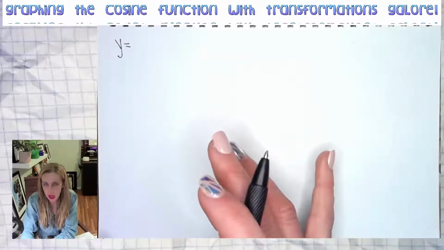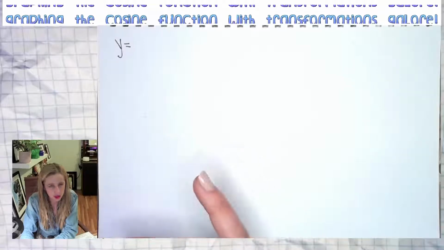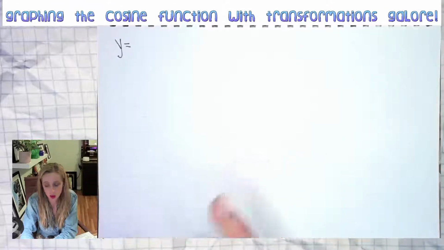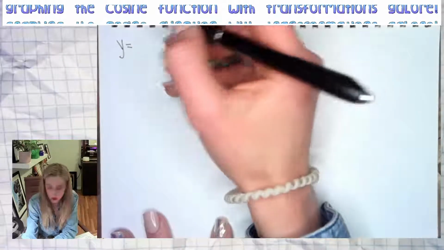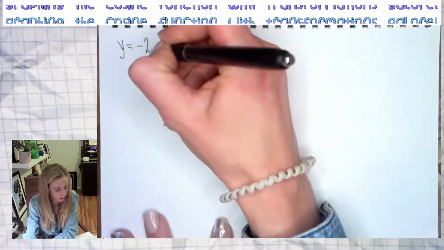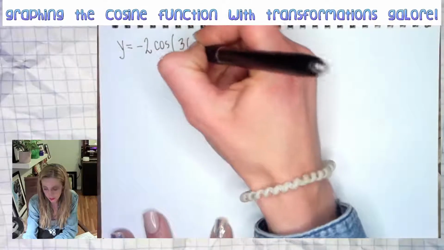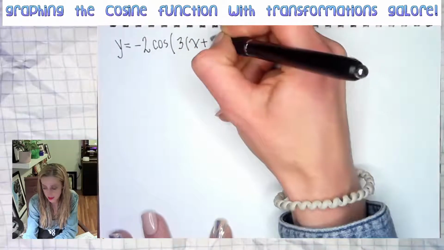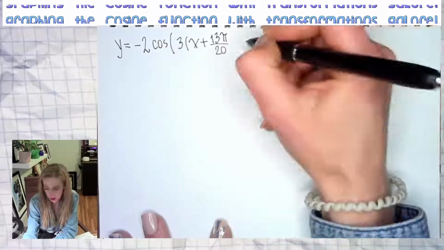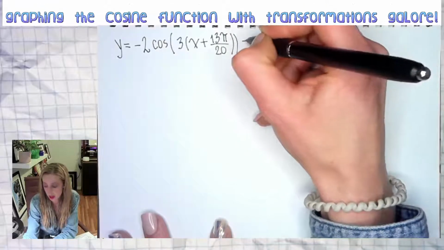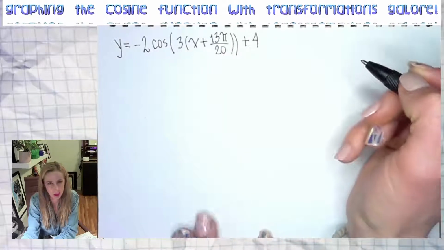So if you can apply the new shape, cosine, and all of the rules for sine to figure out this example all on your own, that is tremendous. That's great, okay? The equation we're using is y equals -2 cosine (3(x plus 13 pi over 20)) plus 4. There we go. That is our example. All right.